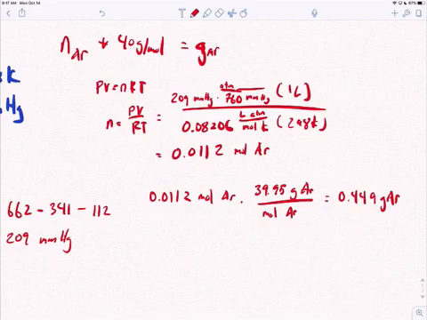If you're wondering, well, why don't we just recycle everything? Well, it's unfortunately because there's argon in air.